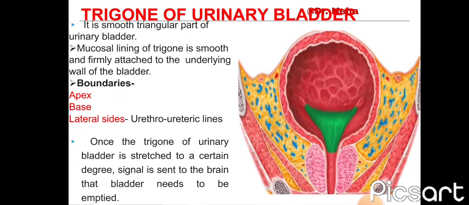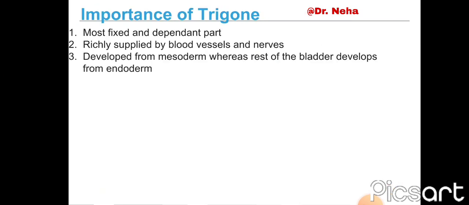Once the trigone of the urinary bladder is stretched to a certain degree, a signal is sent to the brain that the bladder needs to be emptied. Now the importance of the trigone. It is the most fixed and dependent part of the bladder. It is richly supplied by blood vessels and nerves. It develops from mesoderm, whereas the rest of the bladder develops from endoderm.